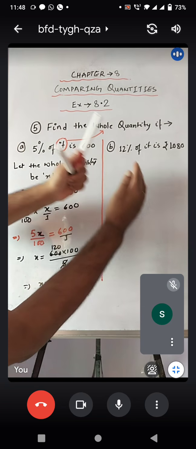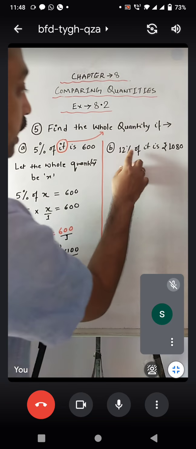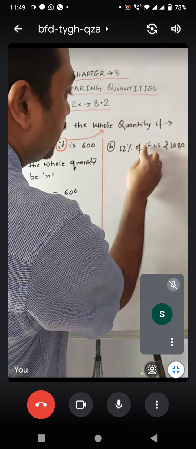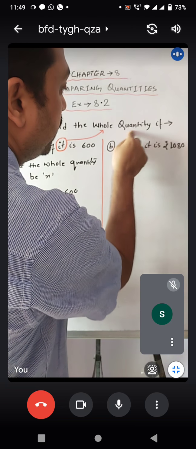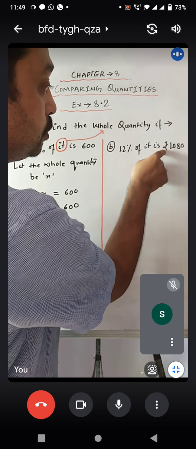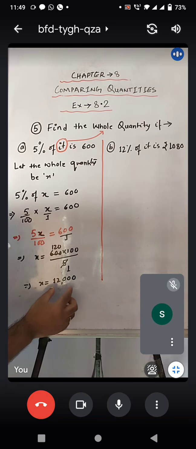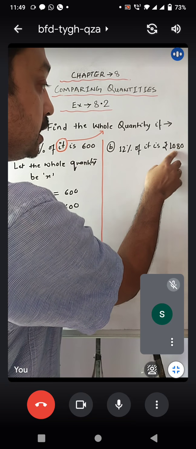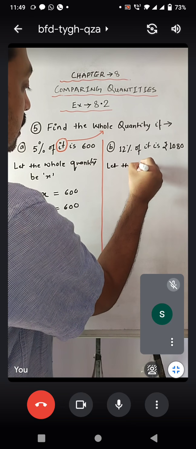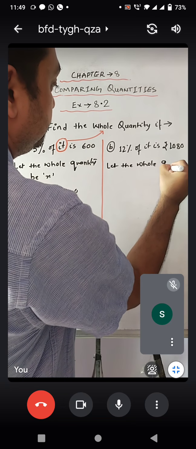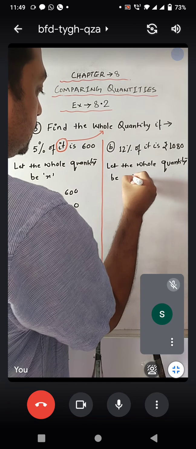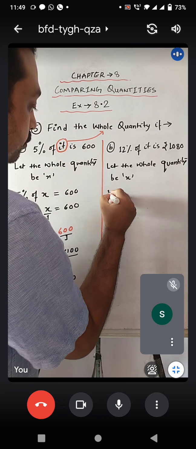The same thing we'll do with sum number B also. So again you see in sum number B they have said 12% of it. Again, the whole quantity is 1080. But this time a unit is given, that is rupees. Here no unit was given, so I did not give any unit. But here the unit is mentioned. So next line what you have to write? Let the whole quantity be x.